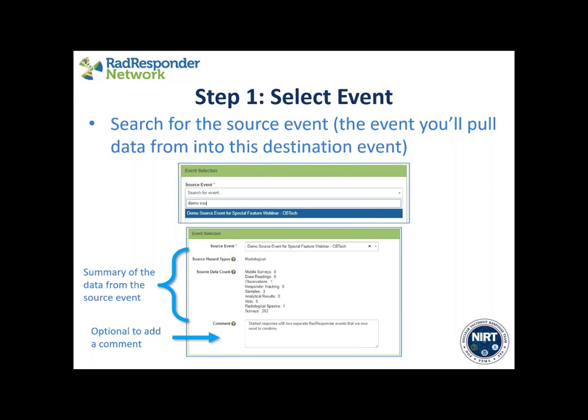When you select the event, you'll get a general summary of the data that's in that event, to be able to see roughly what amount of data is going to be moved into your destination event. And as part of the request, you can add an additional comment that will be sent to the event managers of the event you're requesting, so you'd want to explain why you want to merge their data into your event. I would assume in most cases you will have already spoken to those people and decided to do this. But if not, you can include that comment there.